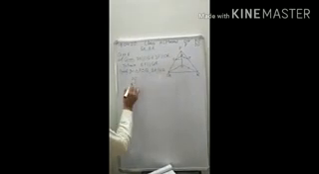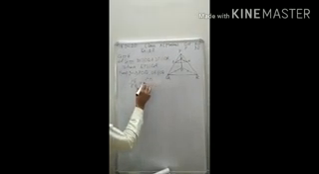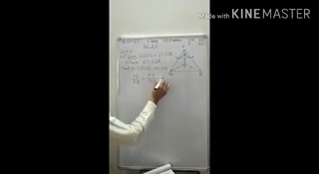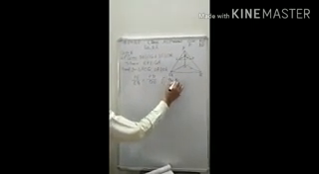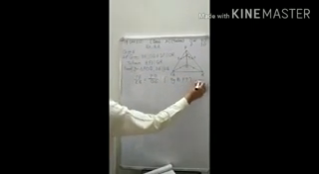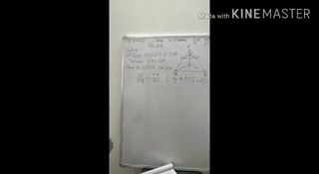PE upon PQ will be equal to PD upon DU. And why is it so? Because of BPT, the basic proportionality theorem. This is equation 1.